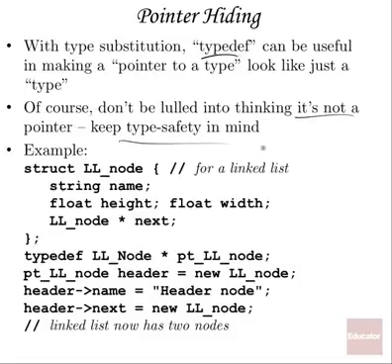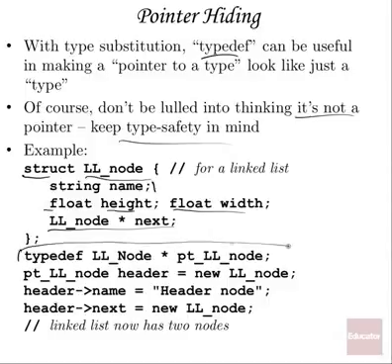This is a very good example from C. You have a linked list node. We'll call it LL node. It has a string name. Let's say it's got some data. It's got a height. It's got a width. And it has a pointer to the next node in the linked list. So now we have a typedef defined as a pointer to a linked list node.